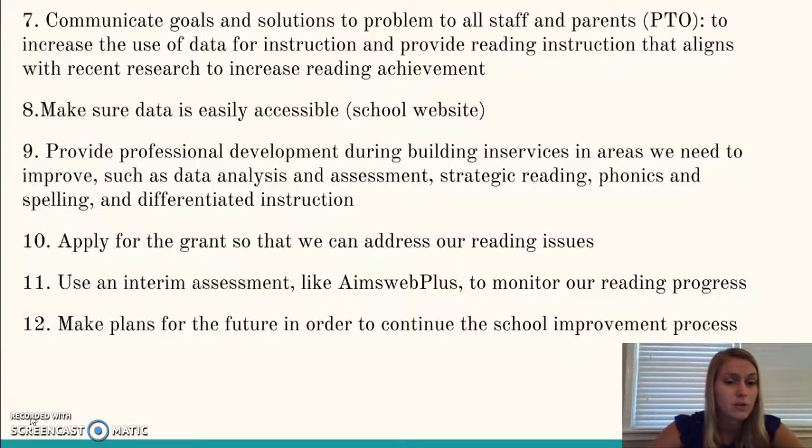Number 10, apply for the grant so that we can address our reading issues. Number 11, use an interim assessment like AIMSweb Plus to monitor our reading progress. And number 12, make plans for the future in order to continue the school improvement process.